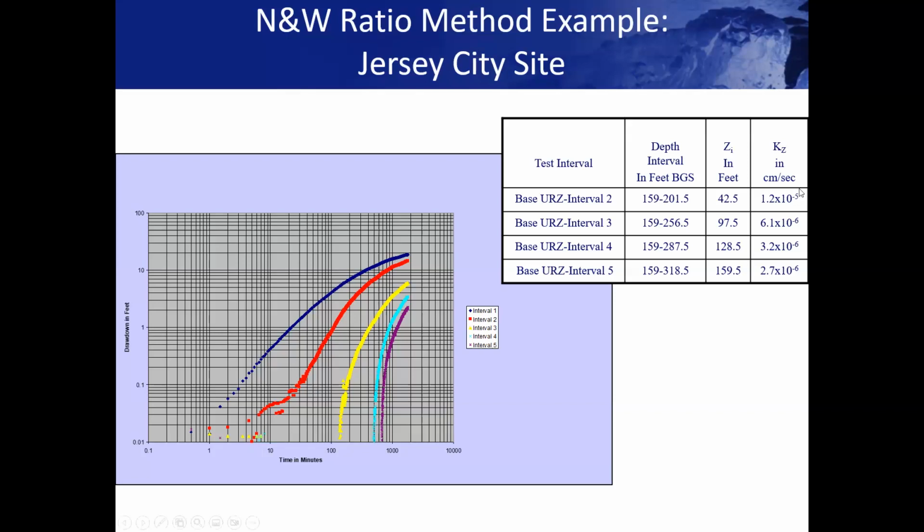And just quickly here, we're calculating hydraulic conductivities of different depth intervals, ranging from roughly 10 to the minus 5 centimeters per second down to 2 times 10 to the minus 6 centimeters per second. So, kind of as you would expect, you're seeing a reduction in hydraulic conductivity with depth as you get into the deeper rock.